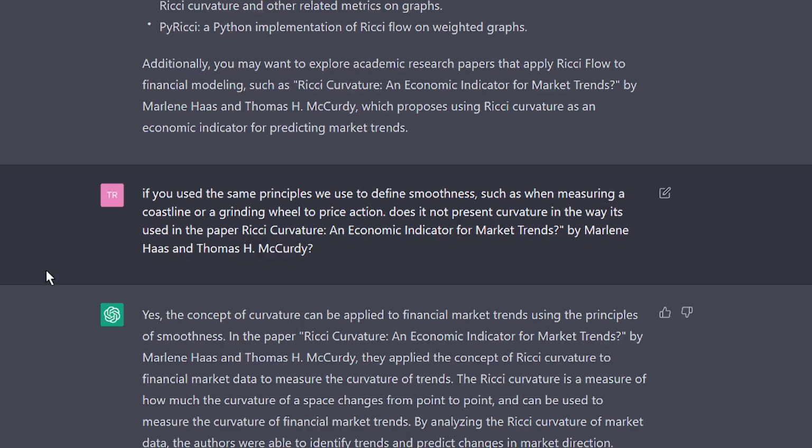If you use the same principles we use to define smoothness, such as when measuring a coastline or a grinding wheel, to price action, does it not present curvature in the way that's used in the paper Ricci curvature, an economic indicator for market trends by Marilyn Haas and Thomas H. McCurdy?